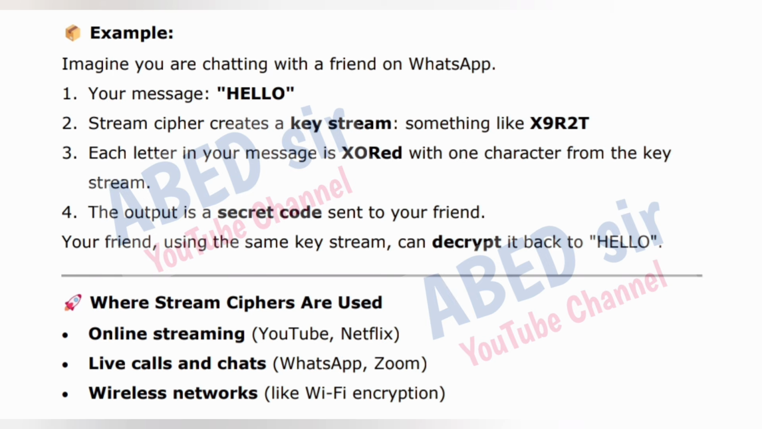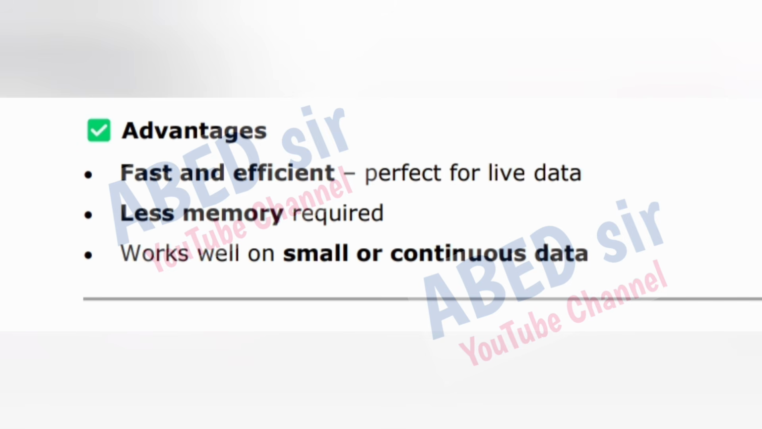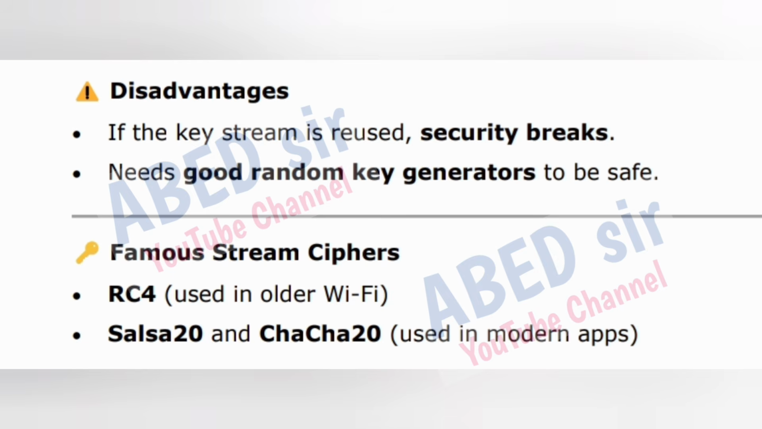Where stream ciphers are used: online streaming, YouTube, Netflix; live calls and chats, WhatsApp, Zoom; wireless networks, like Wi-Fi encryption. Advantages: fast and efficient, perfect for live data. Less memory required. Works well on small or continuous data.